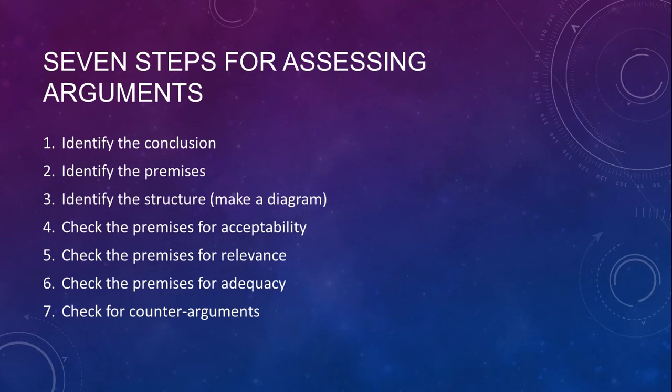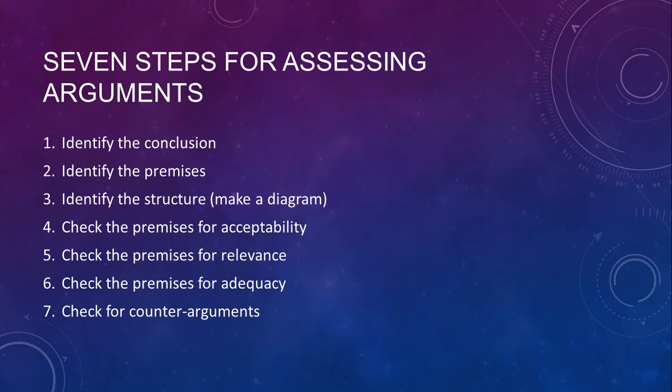Now we're going to move into checking the premises for acceptability, checking them for relevance, checking them for adequacy, and, I don't know if we're going to focus specifically on it, considering counterarguments, but that's the kind of final step in the process. So once you've done that, you'll know whether you think the argument is good in the sense of being both valid and sound, right?